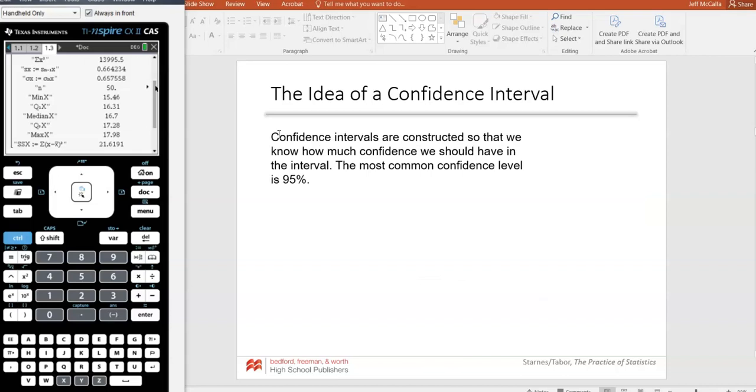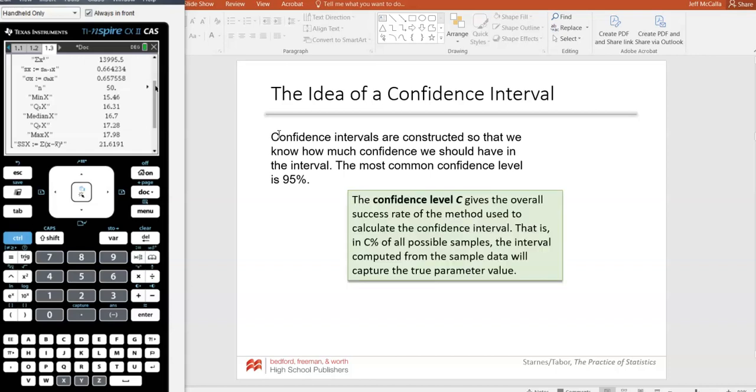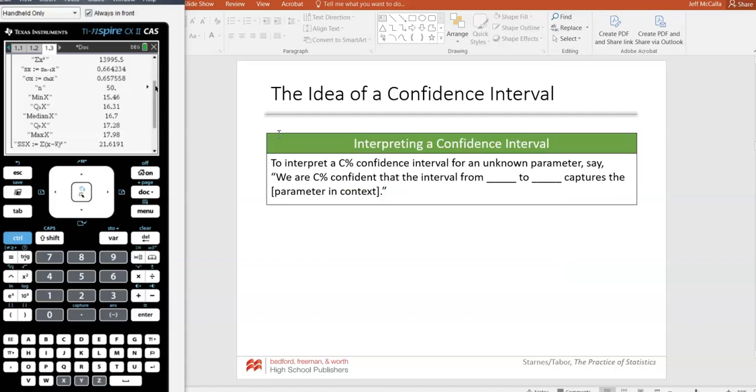So they're constructed so we know how much confidence we should have in the interval. And the most common one by far, I think, is the 95% confidence interval. We'll get more into that later. But that confidence level, C, is the percentage of all the possible samples that will capture the true parameter value. So we're 95% sure that the lower bound and upper bound will capture the parameter inside of those two values. We'll learn how to interpret those later.